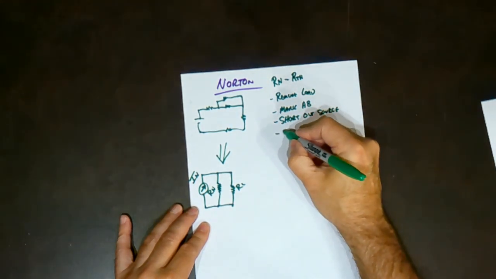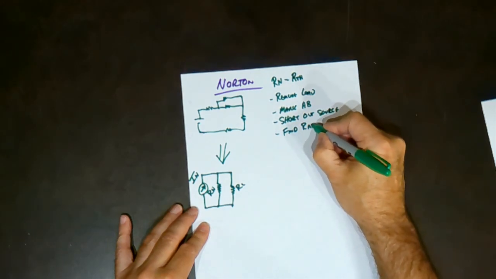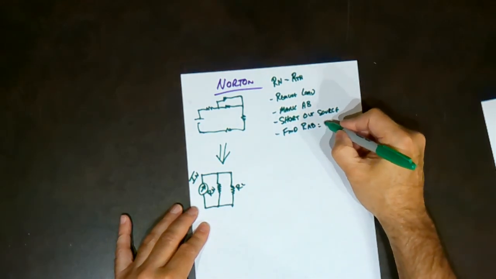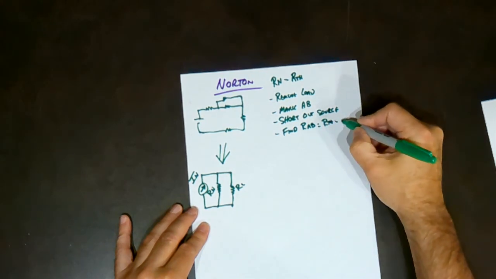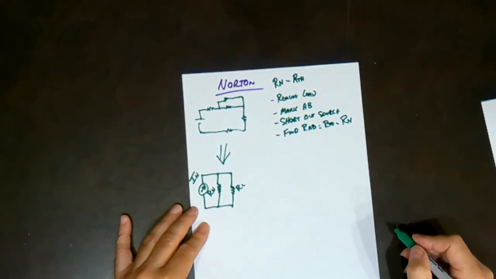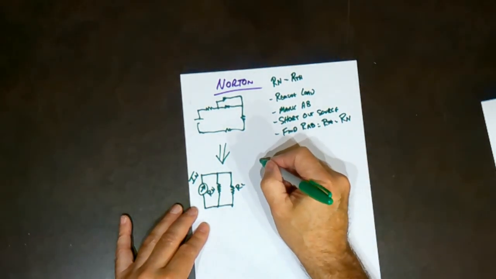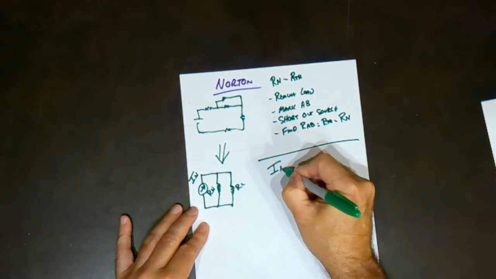And then you're going to find the resistance from A to B, and that resistance is Thevenin's resistance, which is also Norton's resistance. Once you do that, you need to find I Norton.